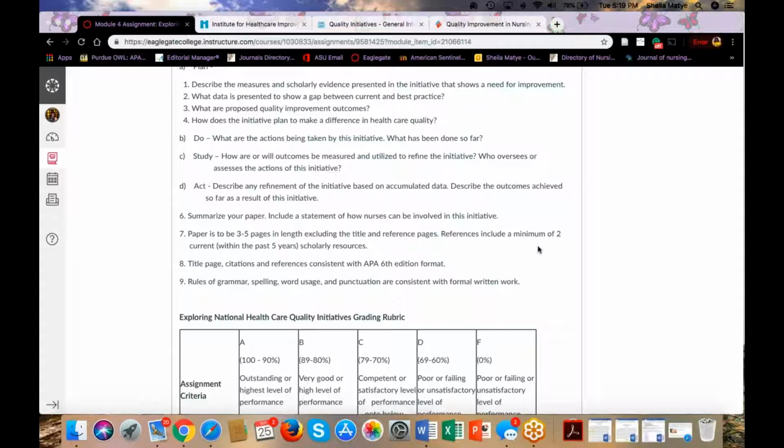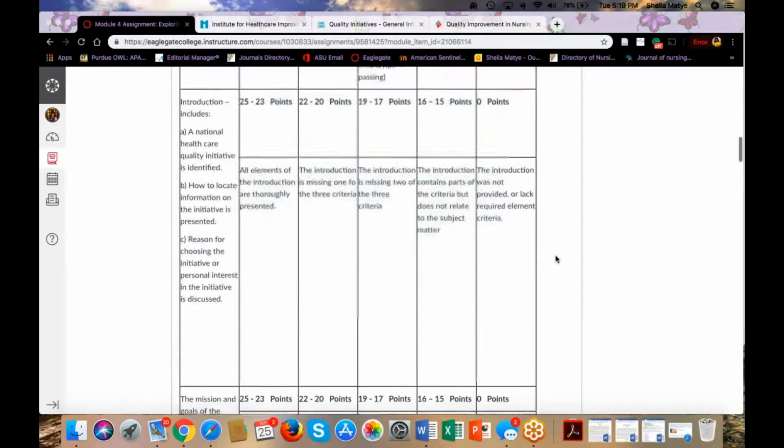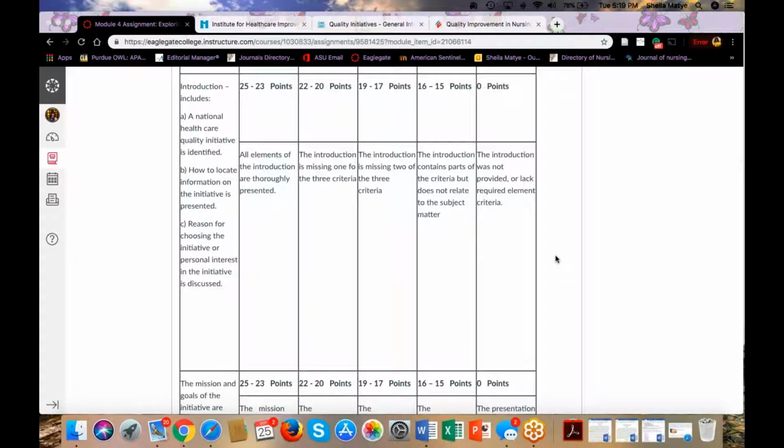Okay, so then next, let's look at the grading rubric. So here we are. You've got the grading rubric. Make sure that you've captured under the introduction A, B, and C. If you captured A and not B or C, let's look, you'd get 19 to 17 points. I tend to give more on the higher end, 19.